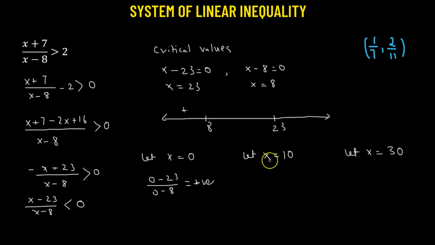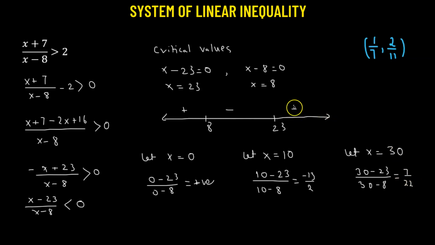Now let's consider x equals 10. Here we have 10 minus 23 divided by 10 minus 8. 10 minus 23 is a negative value, negative 13, divided by 10 minus 8, which is 2. So we are getting a negative value for x lying between 8 and 23. And finally, we're going to consider x equals 30. Here we have 30 minus 23 divided by 30 minus 8. 30 minus 23 is 7, and 30 minus 8 is 22. So this is a positive number. So for values of x greater than 23, we have positive values.